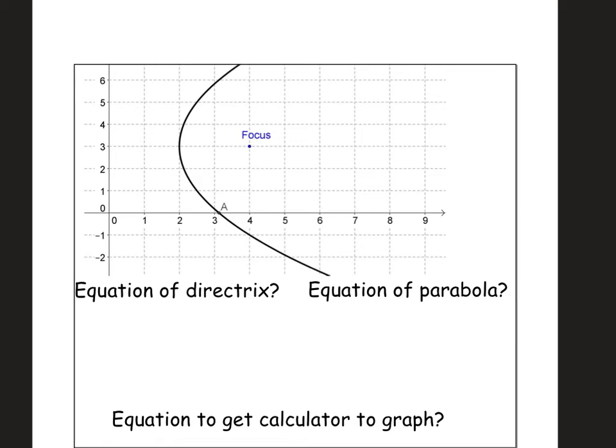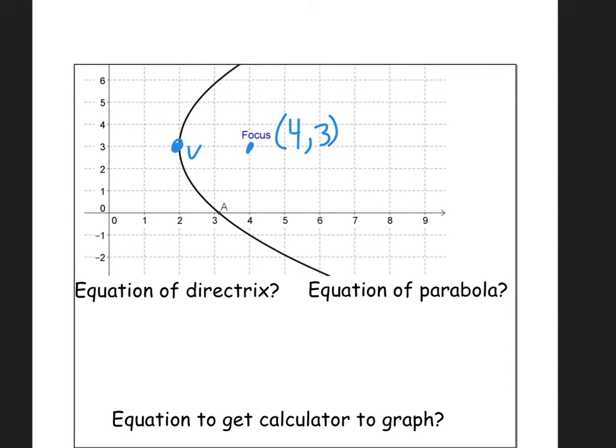All right, let's do another one here. In this one, they're giving us some information on the graph, and we need to pull some information out of there. We see our focus. Let's get some coordinates there. The focal point looks like it is at (4, 3). And this is the vertex of the parabola.